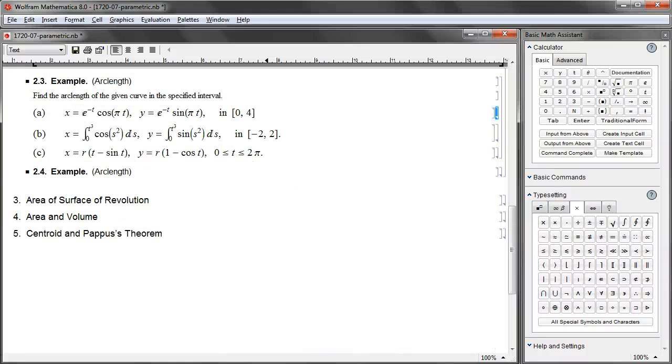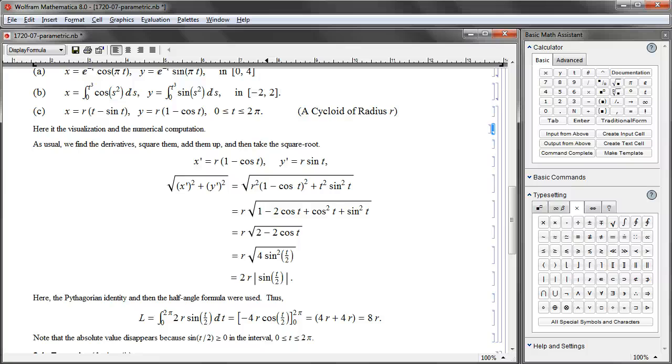Well, how about another problem? Let's move on to problem C. And this thing is called a cycloid. This thing is called a cycloid of radius r. It can be visualized as follows.